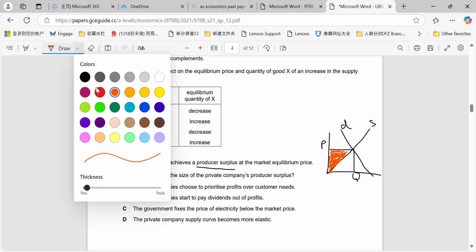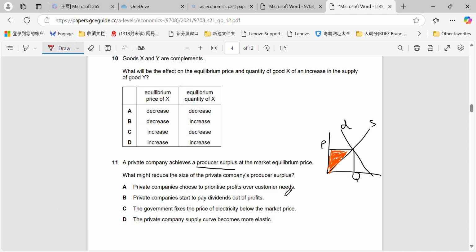So if private companies choose to prioritize profits over consumer needs, that will not reduce the size of the surplus. If they start to pay dividends out of profits, that does not affect the size of the surplus either. Remember, the surplus is just affected by the selling price of the product and what they're willing to actually supply it for.